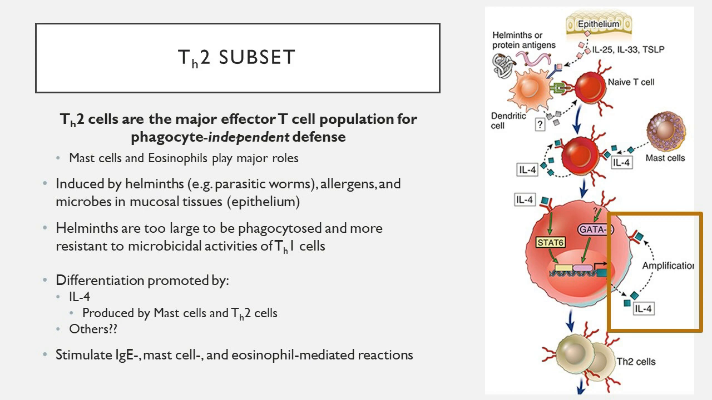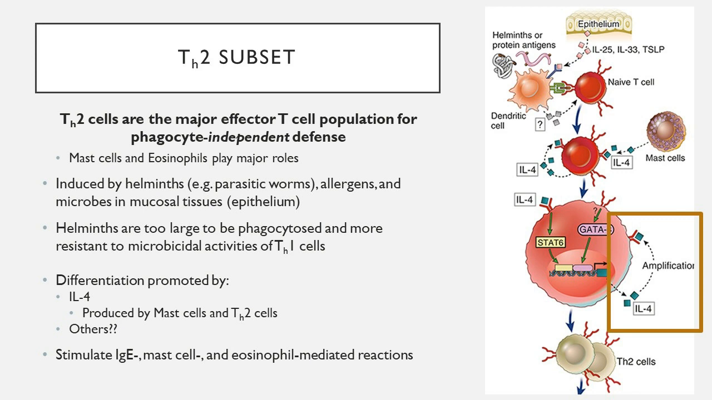What else helps me link this particular subset with this parasite and the way they act is that I know that helminths are too large to be phagocytosed the same way the bacteria are. And they're also resistant to microbicidal activities of Th1 cells. So I think of the Th2 subtype as not being able to phagocytose. So they help non-phagocytes act on these particular parasites.